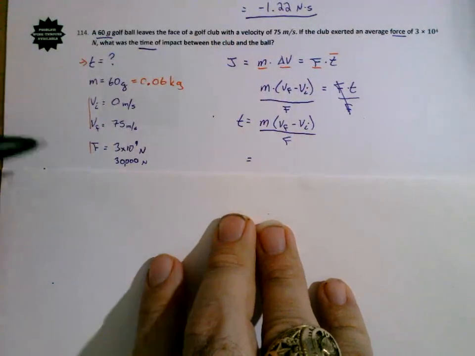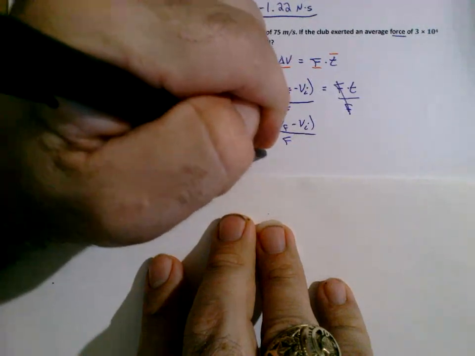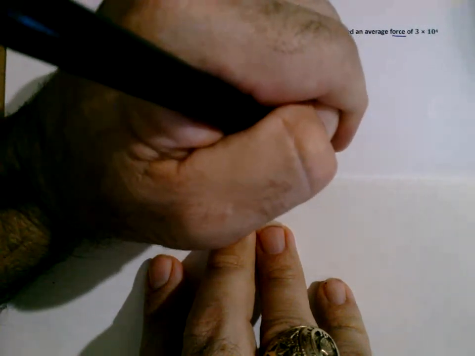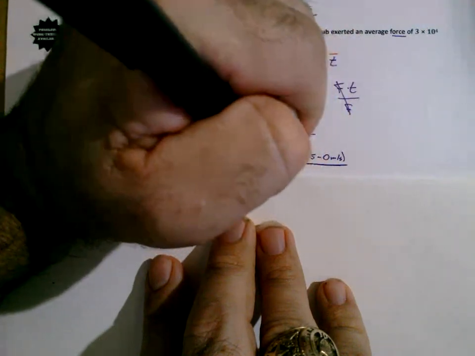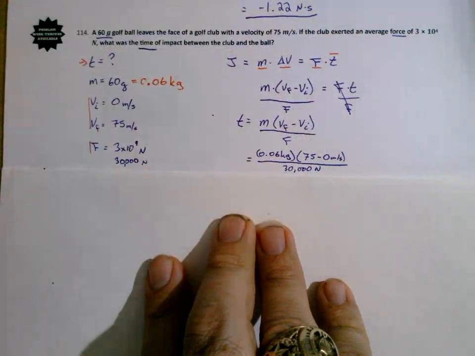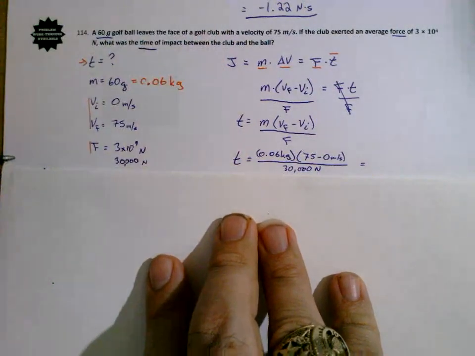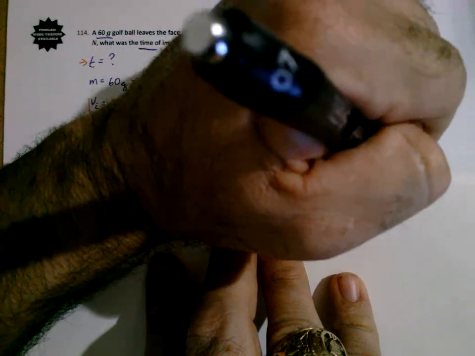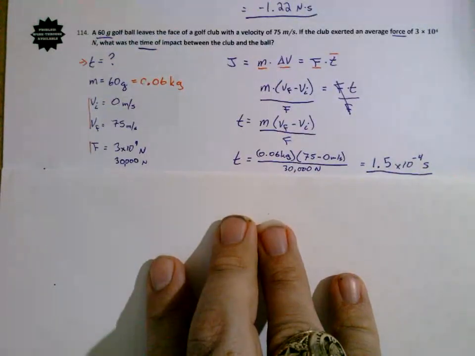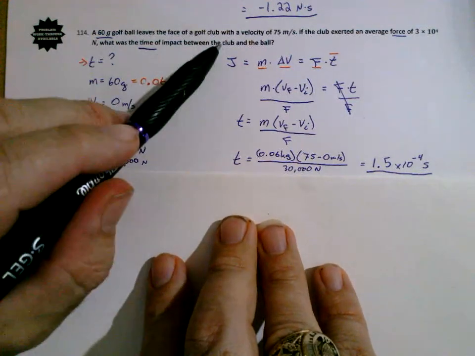So when we plug these numbers in, our mass is 0.06 kilograms. Velocity is 75 minus 0 meters per second. And we are going to divide this by 30,000 newtons. That is going to give us a total answer of time equals 1.5 times 10 to the minus 4 seconds. And that is the amount of time between the impact of the club and the ball.